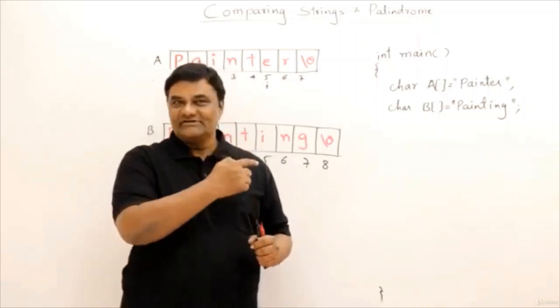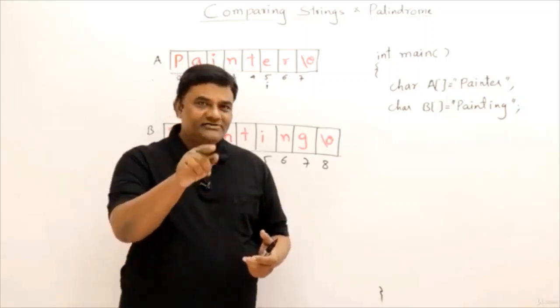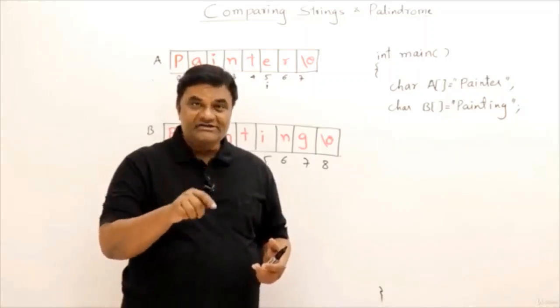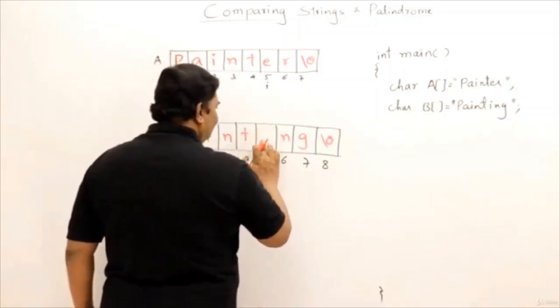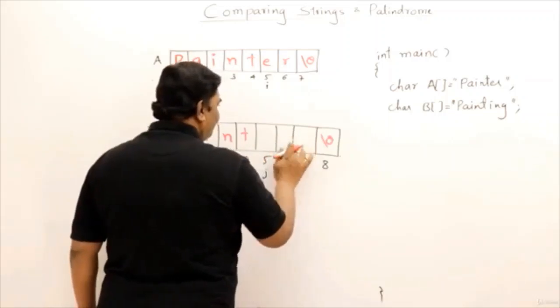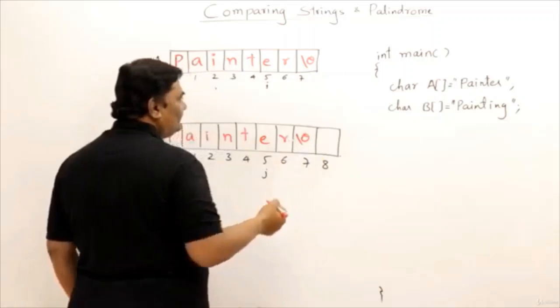Now one more thing. This was the example where the strings were not matching. If they are matching, then what happens? Let me change the string and show you. Instead of "painting", suppose it is "painter". Then definitely we'll have /0, right?